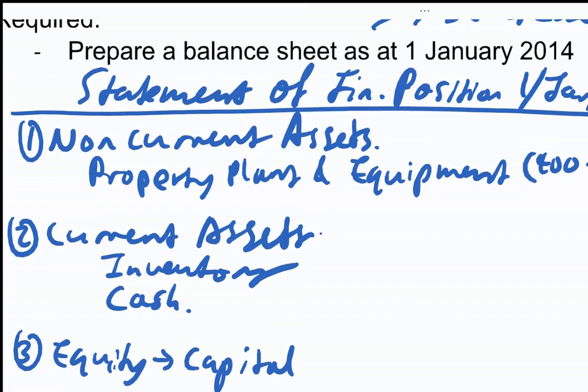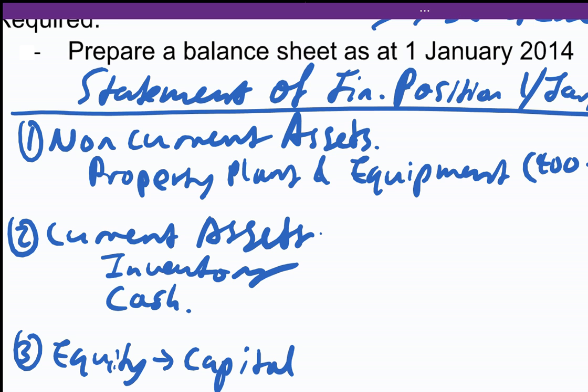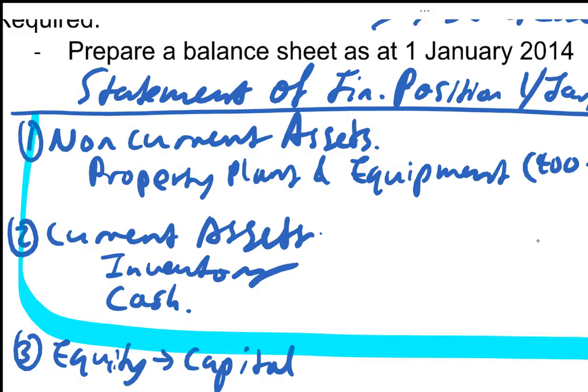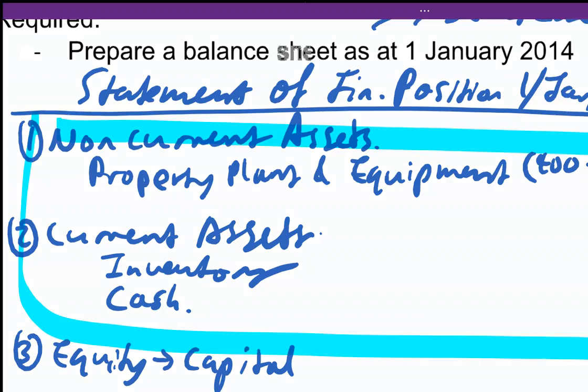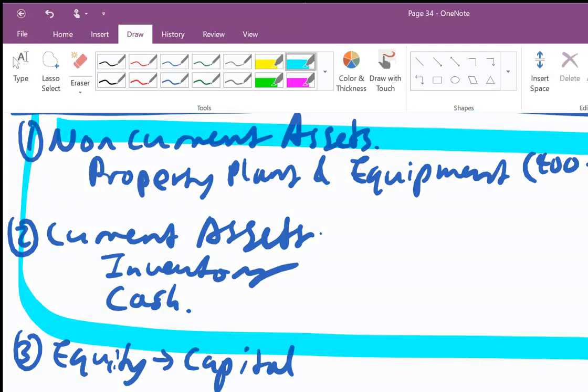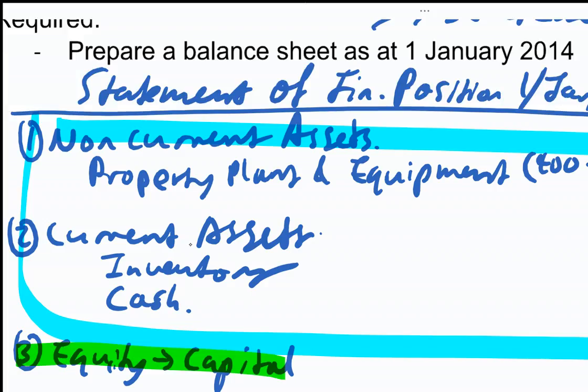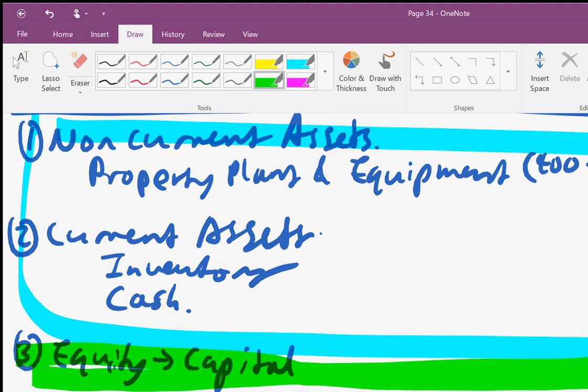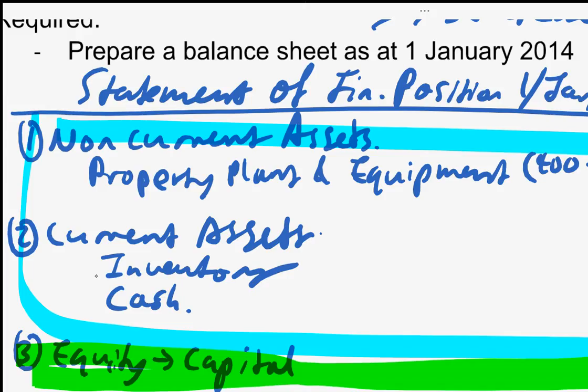So it's a very simple layout. You have your assets on top, and then you also have your capital, and then after that you have your liabilities. Right, so it's 3 categories of items: asset, capital, and liabilities.